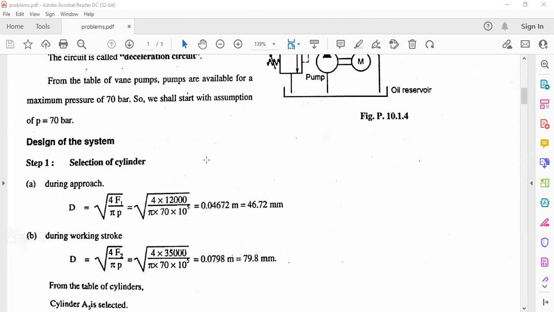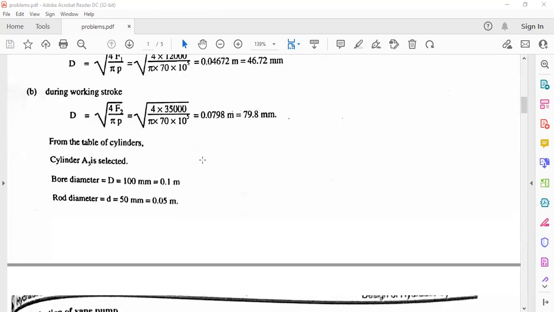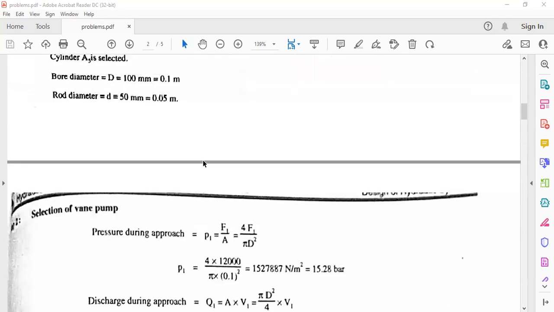From the table of cylinders, cylinder A5 is selected. Bore diameter D equal to 100 mm, 0.1 meter. Rod diameter d equal to 50 mm, 0.05 meter. Pressure during approach, P1 equal to F1 upon A, which is 4F1 upon pi D squared. P1 equal to 4 into 12,000 upon pi into 0.1 squared. So the answer is 15.28 bar.